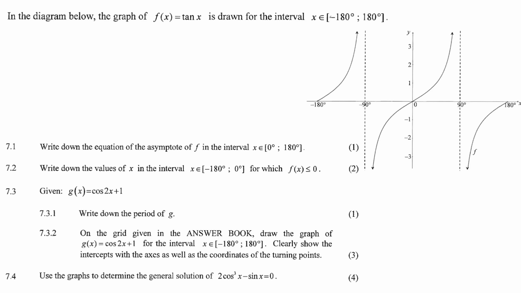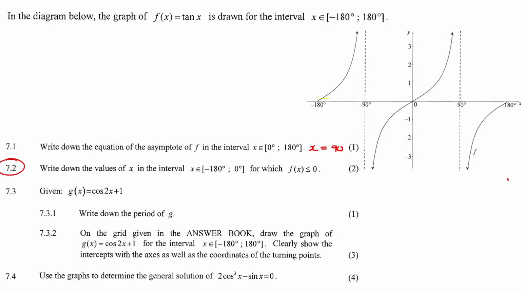In the diagram below, the graph of tan x is drawn from minus 180 up to 180. Write down the equation of the asymptote in the interval from 0 to 180. So from 0 to 180, there is only one asymptote. So that is the x equals 90 asymptote. Do you sometimes want to say why? Well, think about it. This point over here, is that an x value or a y value? It's an x value. So it cuts the x-axis at 90 degrees. So we say x equals 90.